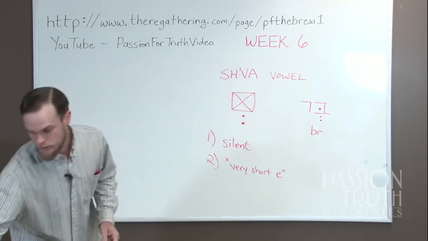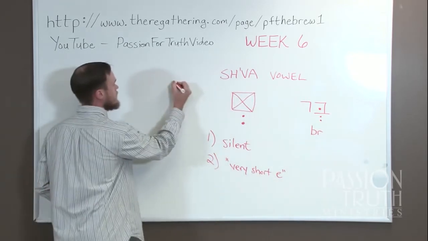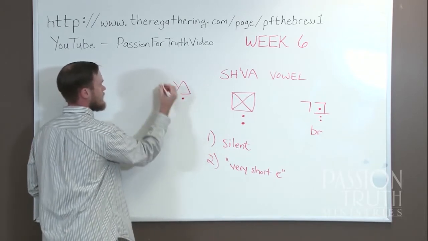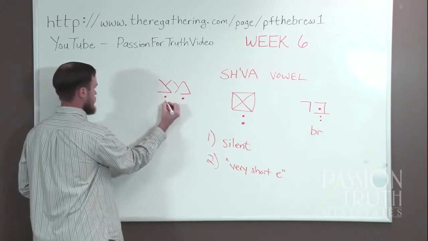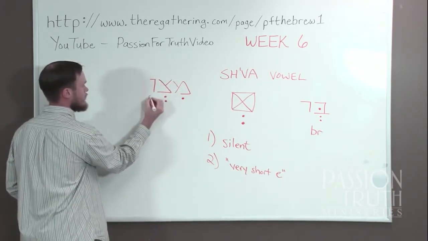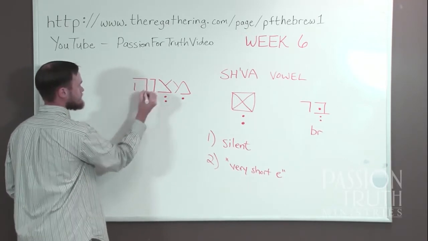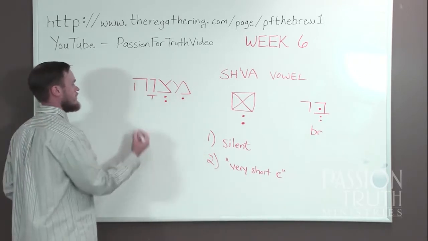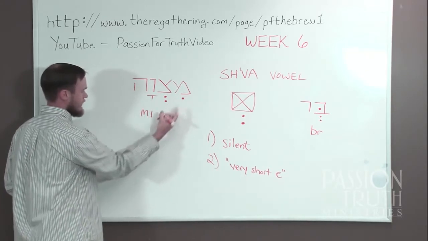A good example of a word that contains a schwa would be this: mem with a chirik, followed by a tzadi. Here's our schwa. A vav with a kametz, and finally a he. Okay, so we've got M for the mem, short I for the chirik.